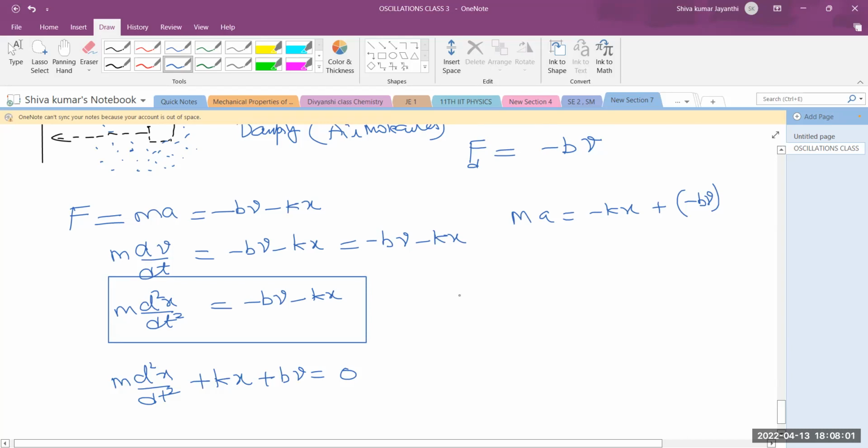Damping will reduce the oscillation. How will it reduce? Final answer of omega: earlier what we got was root k by m, no? Minus something must be there. Omega will reduce, no? Minus b square by 4m square will come. This new term is called the damping term.